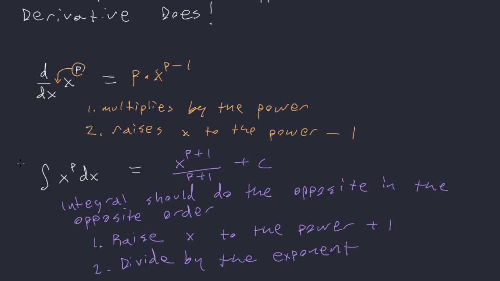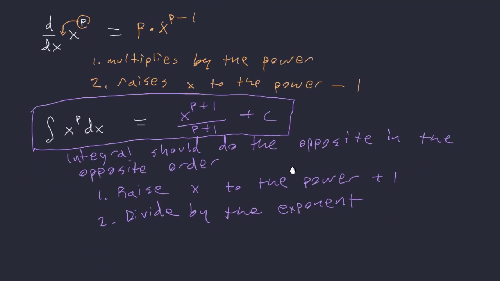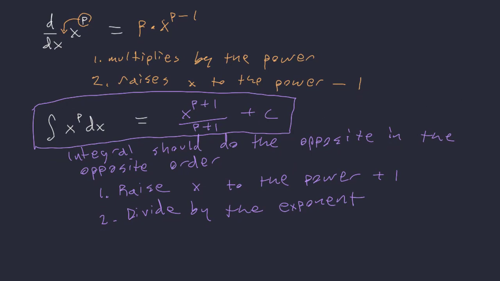All right, so that is just going on this idea that the integral should do the opposite of what the derivative does, but is that true? Does this actually work? Well, let's try the integral of x to the 5th dx. This idea says we take x, raise it to the 5 plus 1, then divide by 5 plus 1, and add a plus c. So we will end up with x to the 6th over 6 plus c.